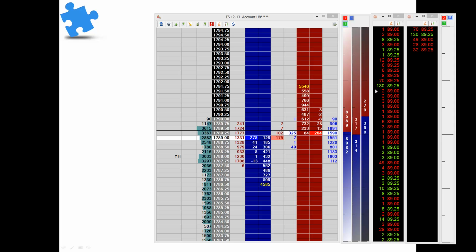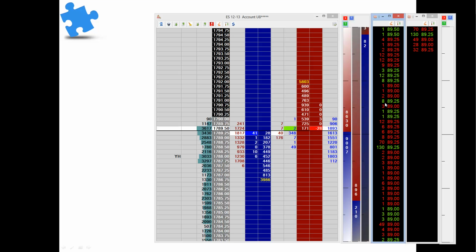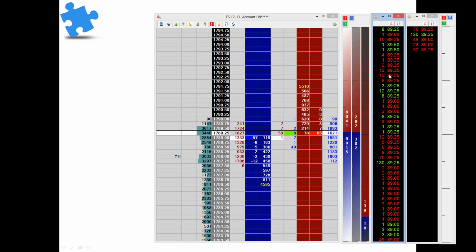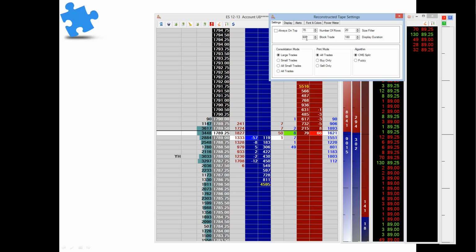So what we can see here on this screen, we have a reconstructed tape showing all trades. I wouldn't recommend having a reconstructed tape just showing the small trades. For purely looking at the flow of orders, use a reconstructed tape showing all trades. And you do that by saying, I want to show large trades with the size filter of 1. And then to the side, I would have a reconstructed tape just showing the large trades.